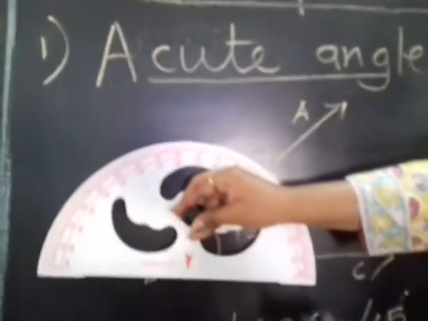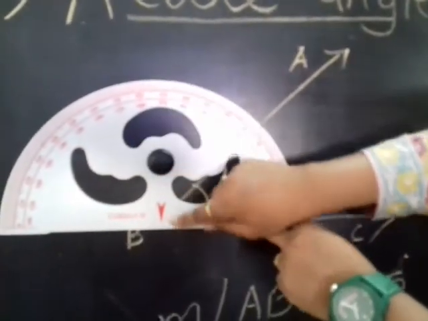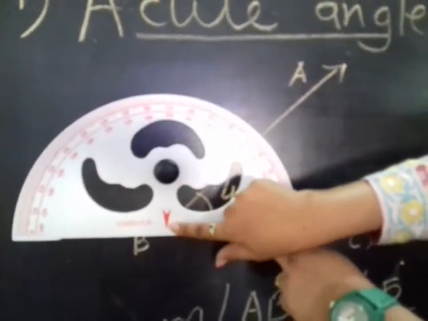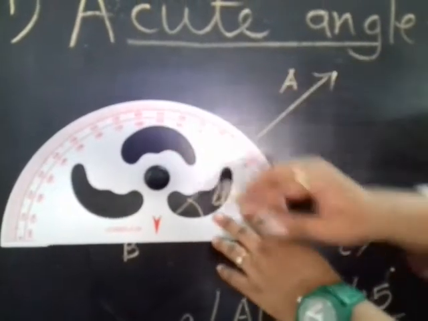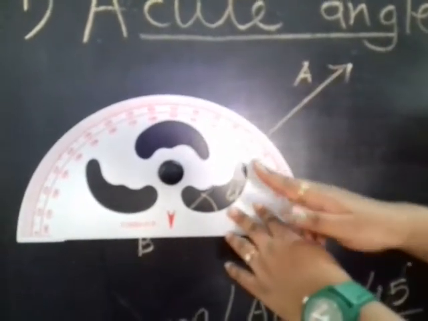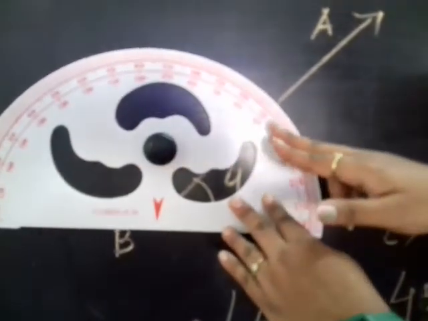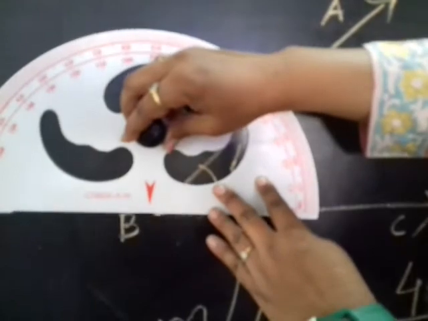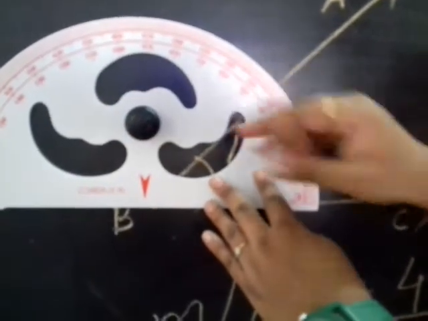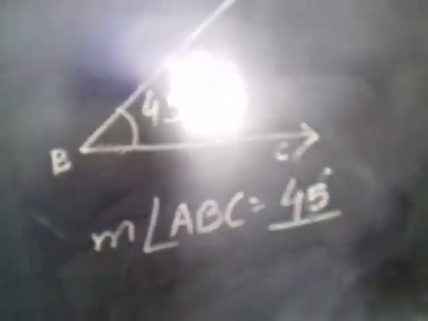You can see, I will explain again. This is the vertex I had kept on B, that is the 90 degree arrow, and this is the baseline keeping here. This is 40 and 50. See, I am checking the interior degrees. Between 40 and 50 I am getting 45 degrees. So the measure of angle ABC is 45 degrees.